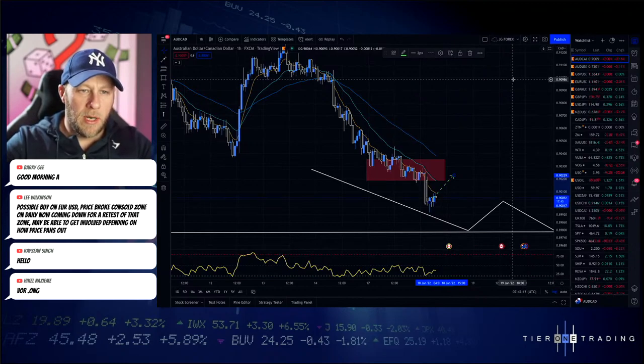Lee says, possibly buy on the euro dollar. Price broke the consolidation zone on daily, now coming down for a retest of that zone. Maybe able to get involved depending on how price pans out.